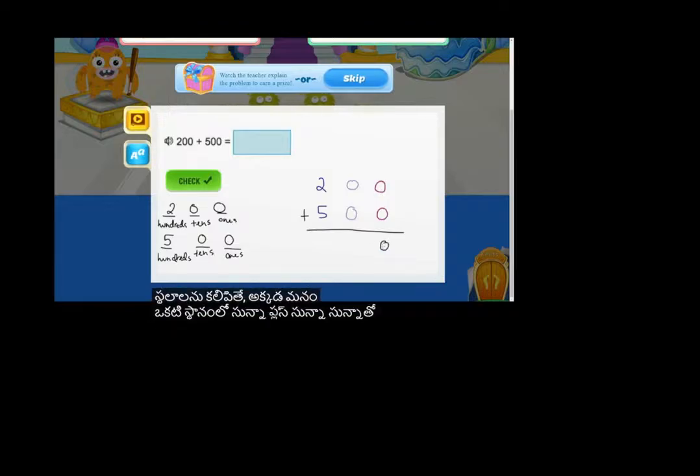0 plus 0 is 0. We move to the tens place, where 0 plus 0 is 0. And finally, we're at the hundreds place, where 2 plus 5 equals 7. That means that 200 plus 500 equals 700.